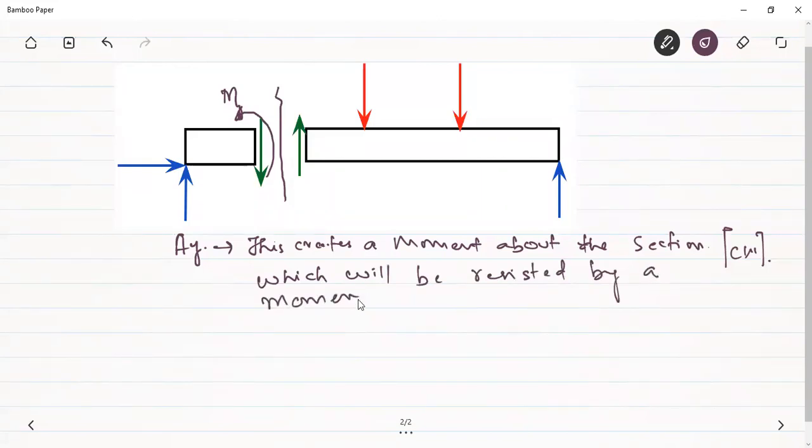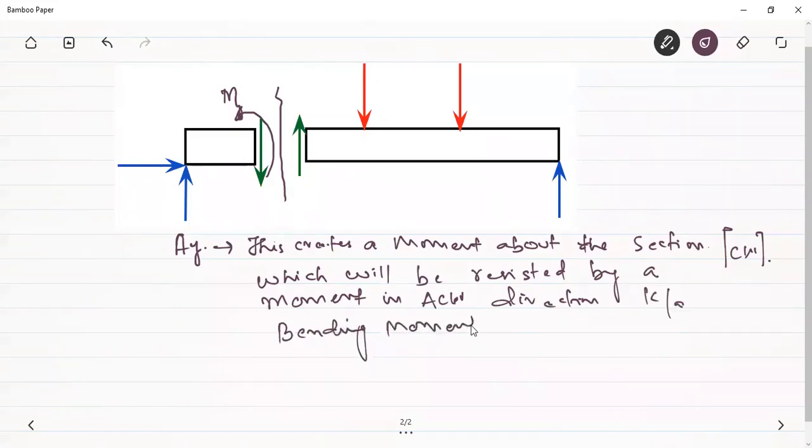Resisted by a moment in anti-clockwise sense, known as bending moment. So if this is the direction of the bending moment on this left hand side of the section, then on this side of the section there will be another bending moment M, equal and opposite.